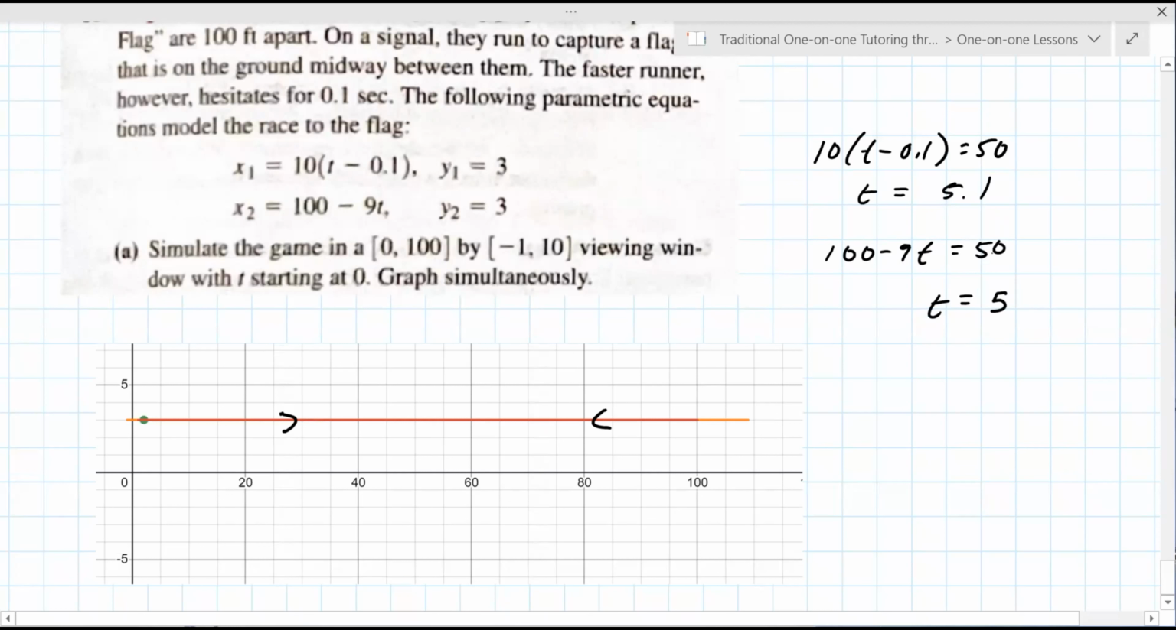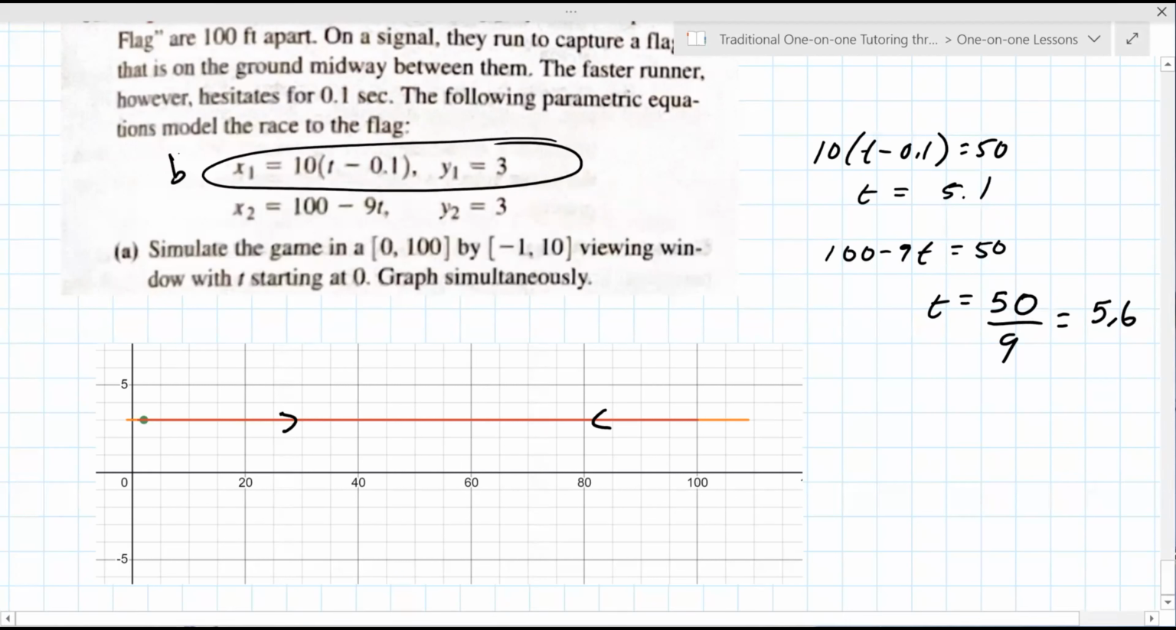No, 50 divided by 9, whatever that is. So we just have to check that. 5.6. So it looks like this is part B. Looks like they get it first because they get there sooner.